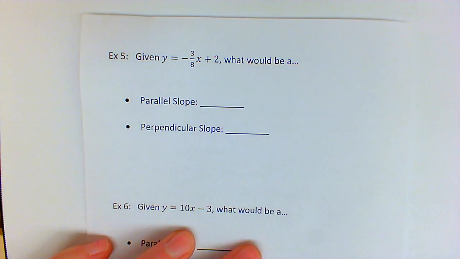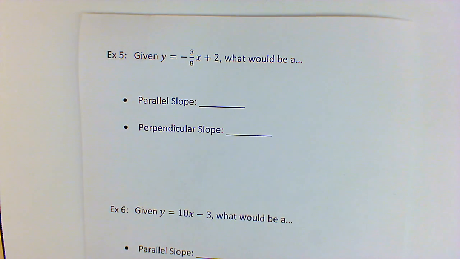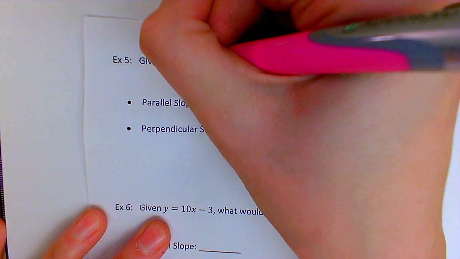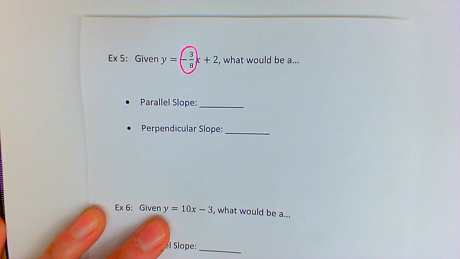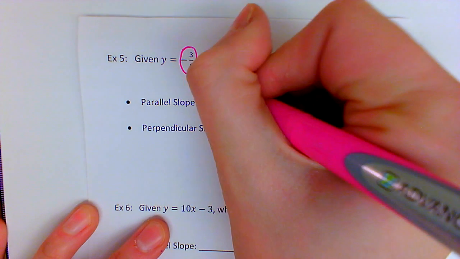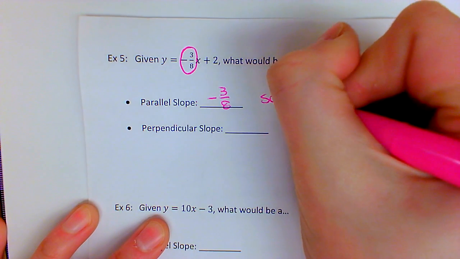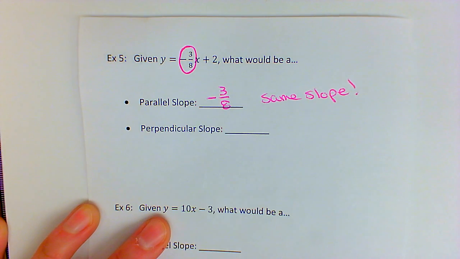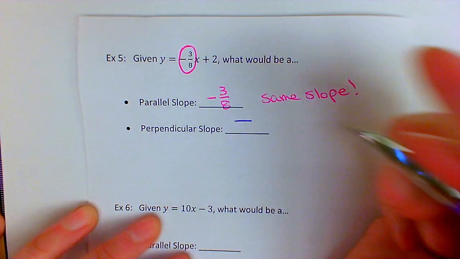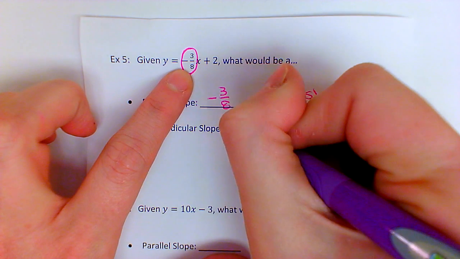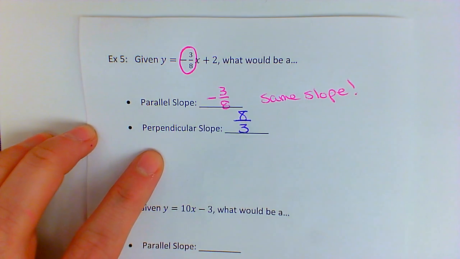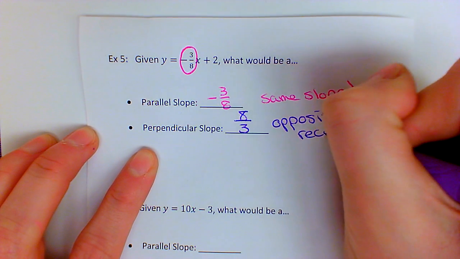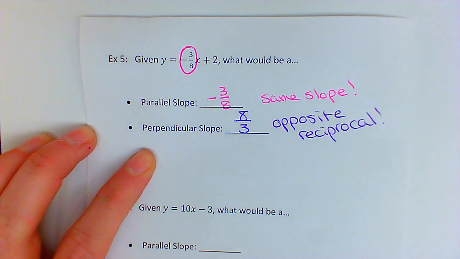Okay, so let's look at some of the examples on the back. Now, given y is equal to -3/8x plus 2, what would be a parallel slope and perpendicular? So I'm just looking at this number that's attached to my x. Remember that if it's a parallel line, that one has the same slope. So I'm going to put same slope next to it. I'm not going to change anything from there to there. But perpendicular is the one where you have to flip the fraction. So if it's 3/8, now it's 8/3. This was a negative number, so my opposite reciprocal has to be positive. So this is the opposite reciprocal.